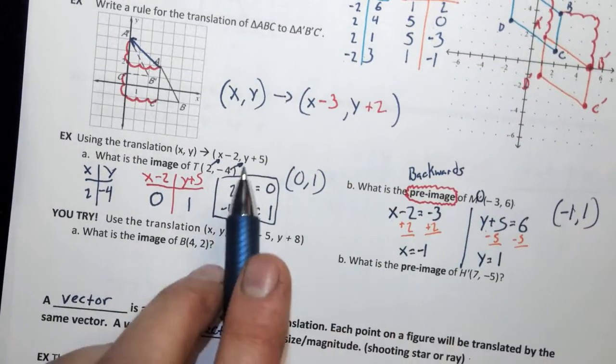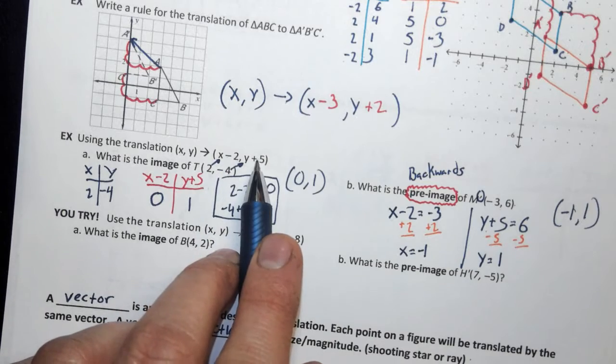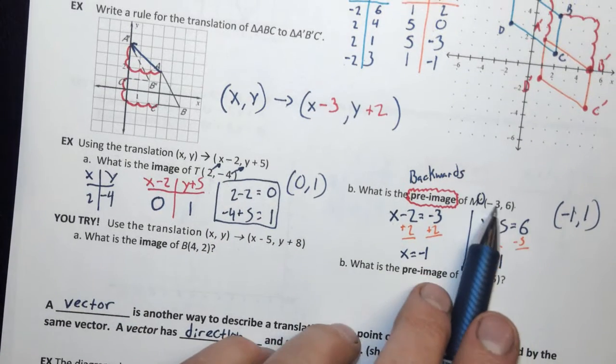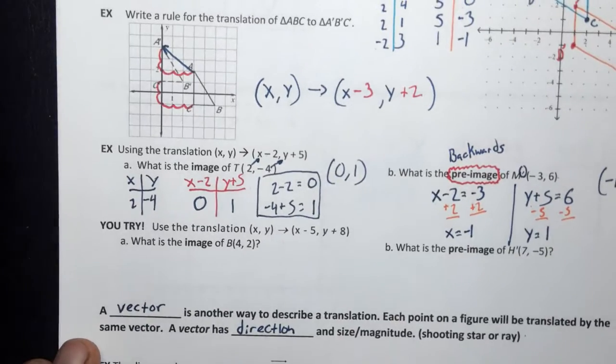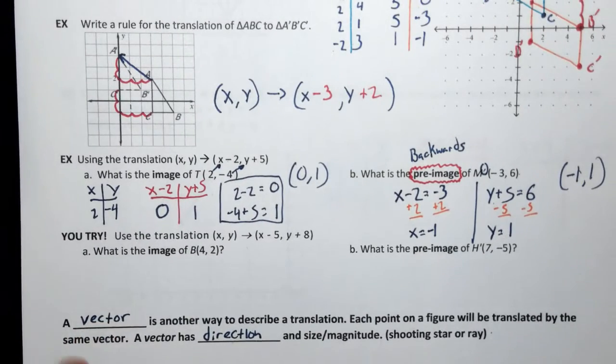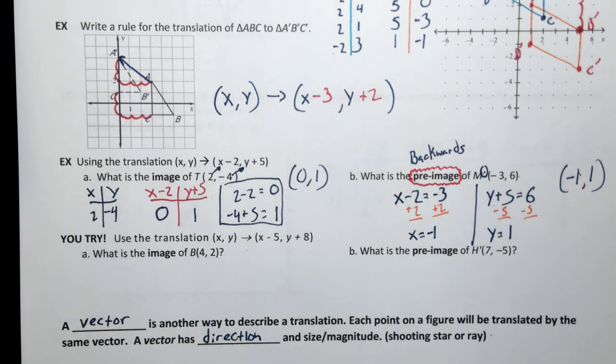This point got moved 2 units to the left and 5 units up. And when it did, it ended up at this spot right here, which is going to be the image right there. That's tricky. Okay, so because that is tricky, I'd like you to practice it. I have 2 U-try problems that I'd like you to try out right now.